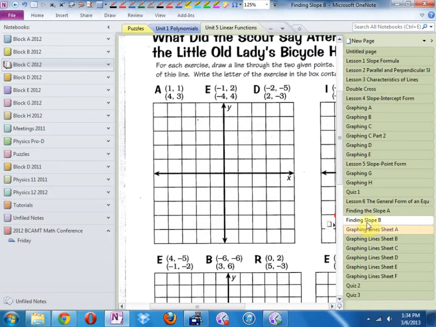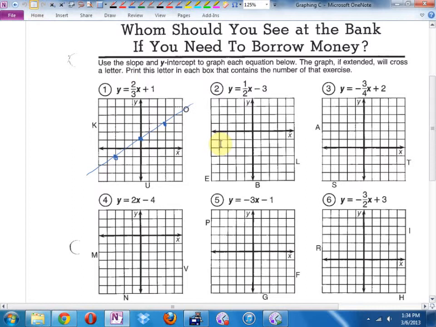Be honest with me, just so that I know. Who has not finished graphing C? I'm not going to write names down.